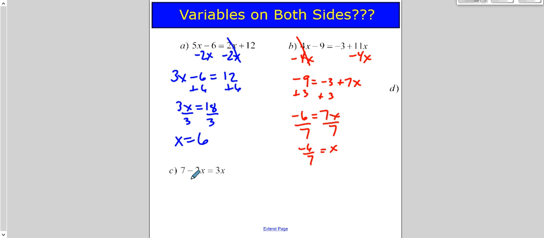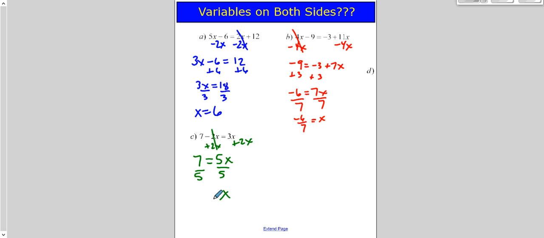Okay, oh, this one's even easier. So I see I have this negative 2x on the left side and a 3x on the right side. So let's actually add 2x and add 2x to the left and the right. That will leave the 7 here by itself. And then 3x plus 2x is 5x. And then of course, our last step, divide by 5, divide by 5. And x equals 7/5.